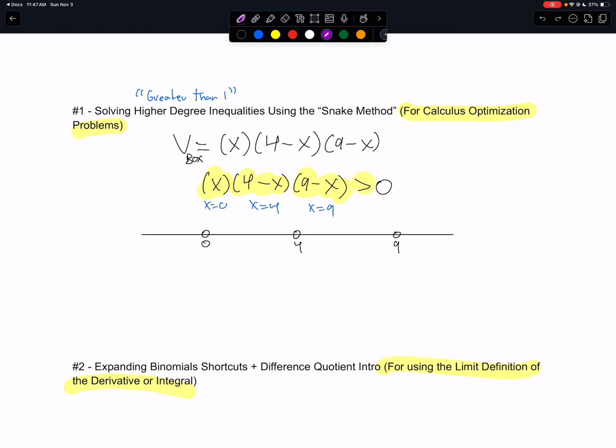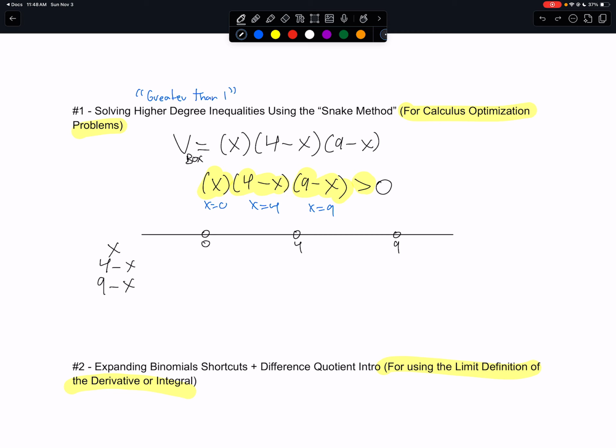So now I just want to put these factors on the left side here: x, 4 minus x, and 9 minus x. The order in which you put them does not matter at all. I could flip-flop this and rewrite it as x, 9 minus x, 4 minus x, because we will just be doing multiplication, and of course you can rearrange the order of multiplication.